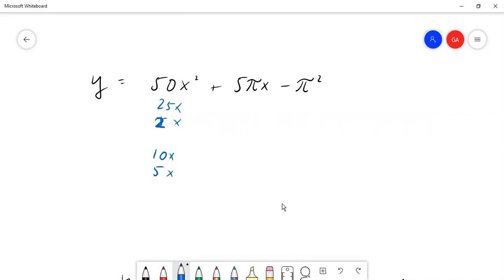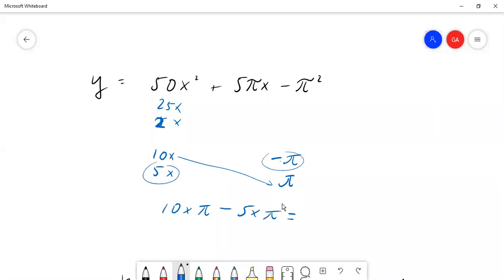What about this side? There are only 2 numbers that multiply to pi: pi and negative pi. And because I have this negative sign, one of them is going to have to be negative. So I'm going to let this one be negative. And it turns out, let's see here, yep, this gives us the right result. So 10x times pi is 10x pi. And then when I add that to -5x pi, that gives me the middle term. So this is the correct factorization, right?